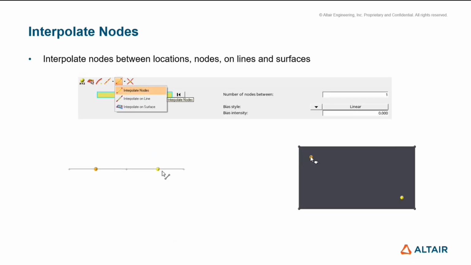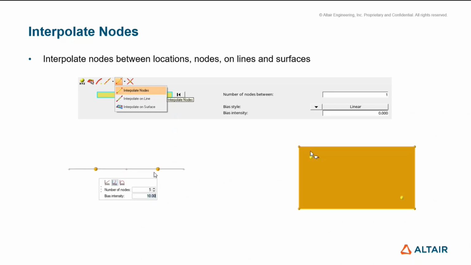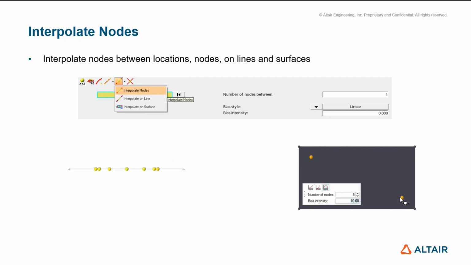Here in the GIF files, I'm showing how you can interpolate nodes between the line and a node. So you still need a nodal input when you select a line. You can see on the left, we are selecting a line, and then we are selecting two nodes between which the nodes will be created. And on the right hand side, you can see the interpolation of the nodes on surfaces. So you can select a surface, you can select nodes on the surfaces, and then it will create the interpolation of the nodes based on the bias style and intensity.